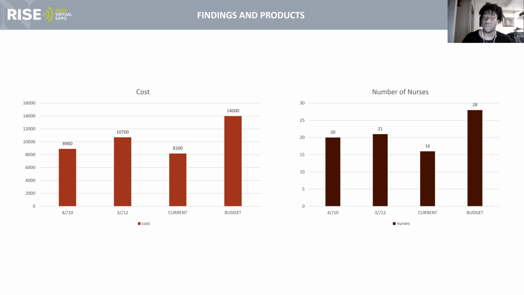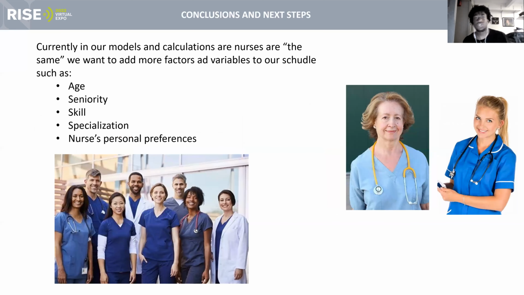So in the future, our main thing is we want to add more variables to our research, and we want to start looking at age, seniority, skill, and specialization, so we can customize for each hospital what they need. Then we can add these variables to create a more real and effective schedule that could be used in a hospital.